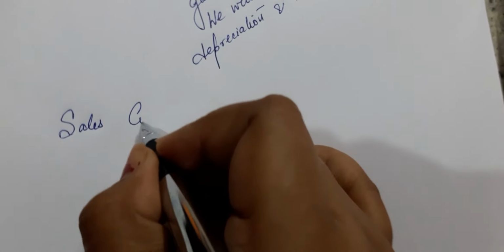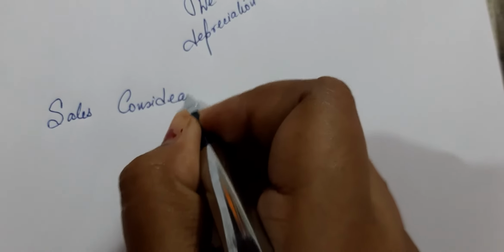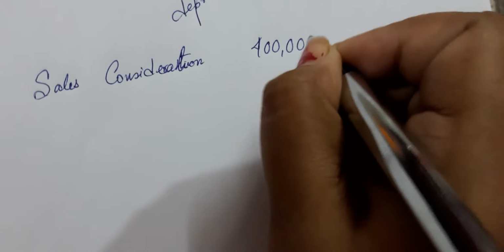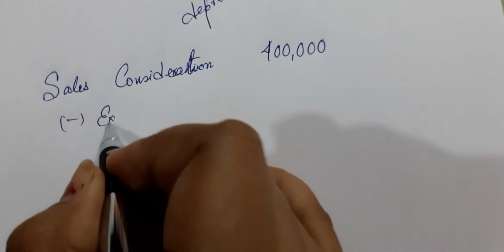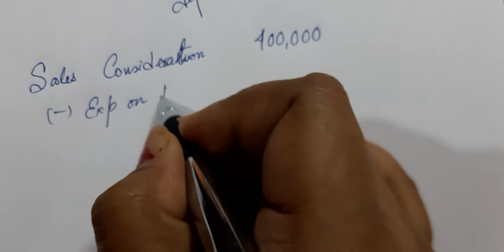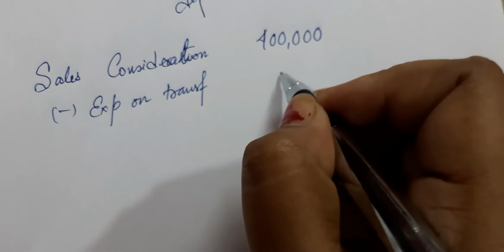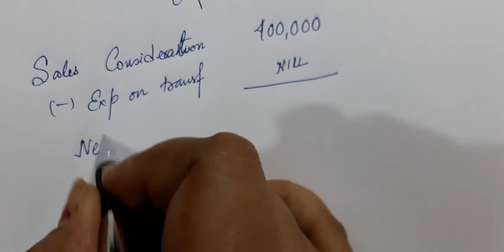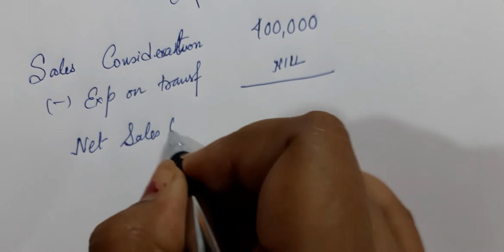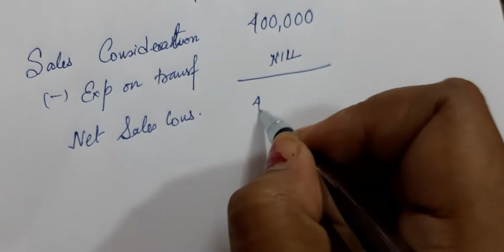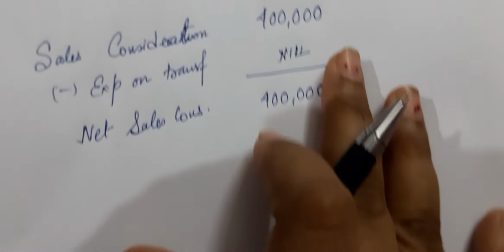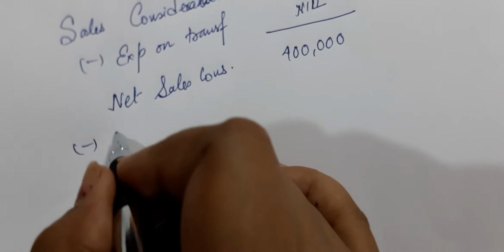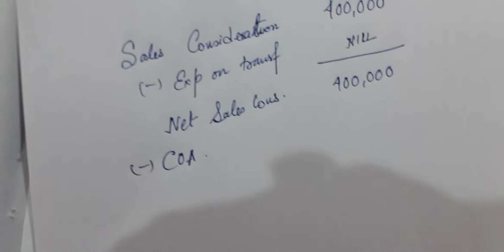Sales consideration is how much? Sales consideration is 4 lakh. Expense on transfer is nil. So I get my net sales consideration, 4 lakhs. From there I will deduct cost of acquisition or indexed cost of acquisition. I will deduct cost of acquisition.